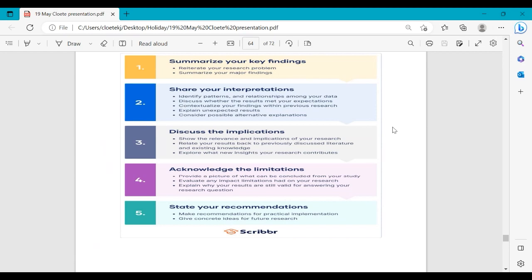Do you compare your results? Why did it support previous studies? Why didn't it support previous studies? Because you did maybe a different technique, or maybe you used a different sample size or a different population. These are all things you need to think about. Do you explain unexpected results?